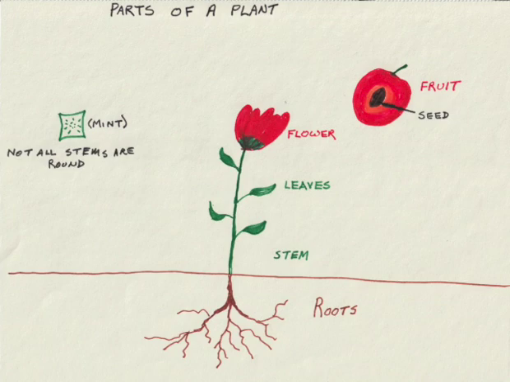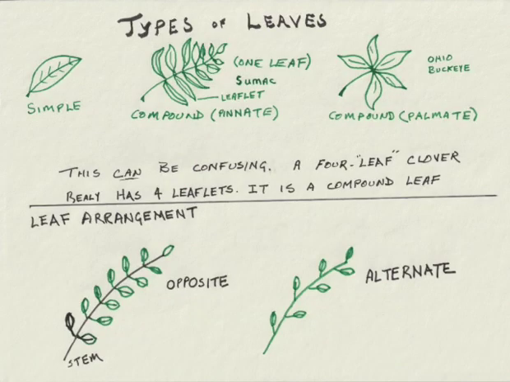The stems we're not going to talk much about, except just know that not all stems are round. The wild mint that you find in the field and the roadsides has a very square stem. But the real identifying parts of plants are the leaves and the flowers. So let's take a little closer look at leaves.